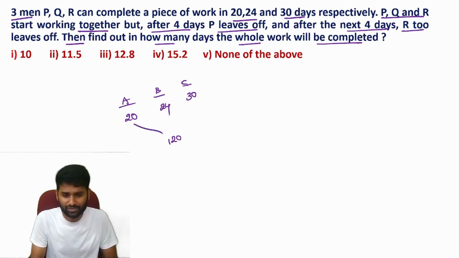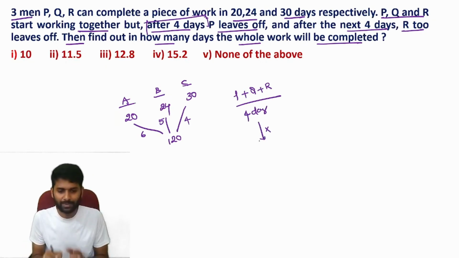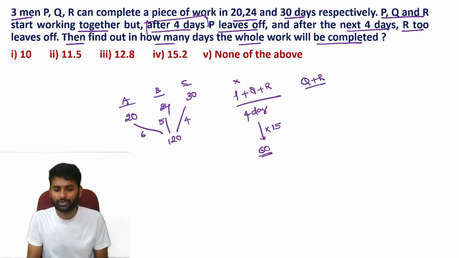Here the total work is 120. The efficiency is exactly 6 units, here 5 units, here 4 units. They clearly mention that P, Q, R start the work, and that after 4 days P leaves. It means P, Q, R work together for 4 days. So definitely in those 4 days they will complete a certain number of units. So 6 plus 5 plus 4 is a total of 15 units per day. They are going to complete 60 units. So after P leaves, if you observe, Q and R continue the work.